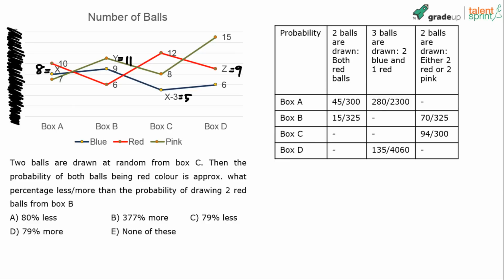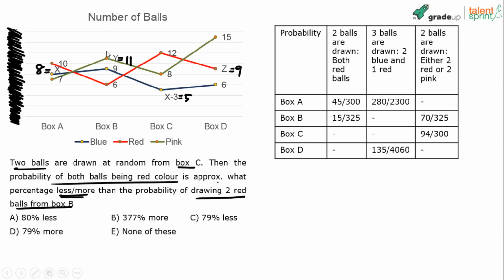All right, time is up. Let's solve this now. Like I said, since no specific value has been given in the question, we'll have to refer to the data to find the missing values, which we have already done in the earlier questions. So attempt the question directly. There is a percentage requirement here. The probability of drawing 2 red balls from box C is approximately what percentage less or more than the probability of drawing 2 red balls from box B.